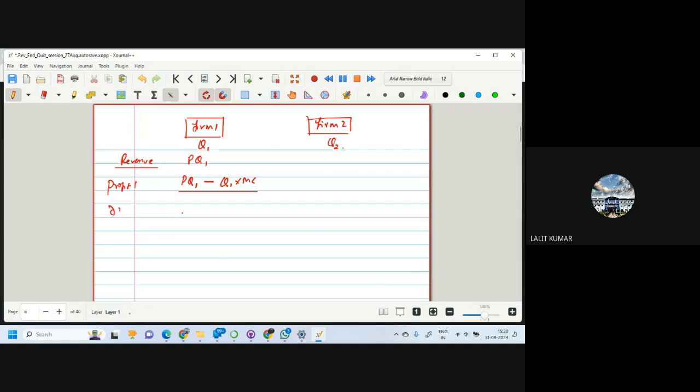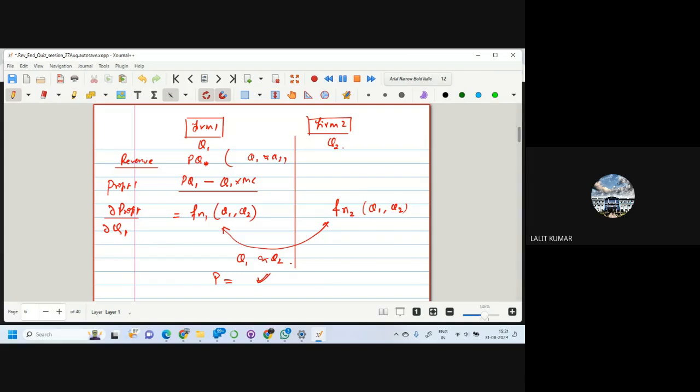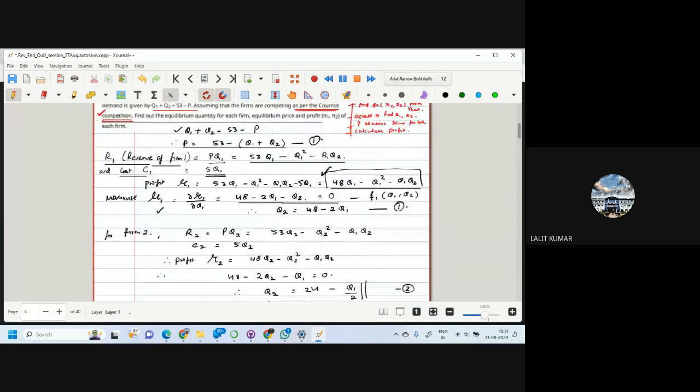Now we maximize this profit with respect to Q1, and this function will be a function of Q1 and Q2 both. So when we take the derivative with respect to Q1, we'll get a function of Q1 and Q2. Same steps we do for firm 2, and we get function 2, which is also Q1, Q2. Now solving these two functions, we will get the values of Q1 and Q2, and putting that in the combined demand function, we get the value of P, which is the same for both. So I'll come to those steps, how it is done.